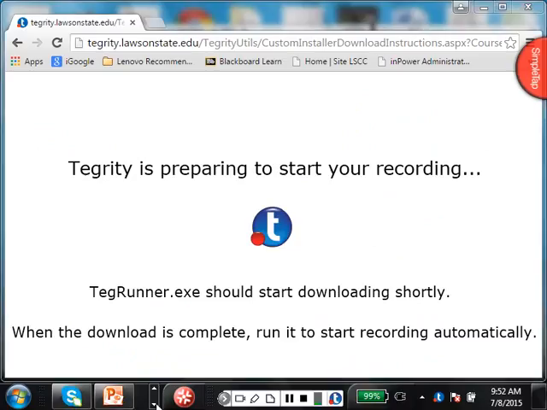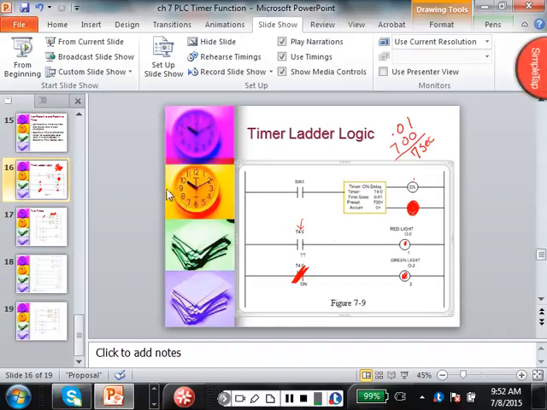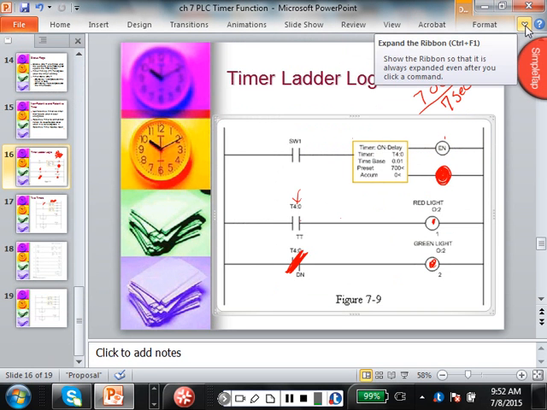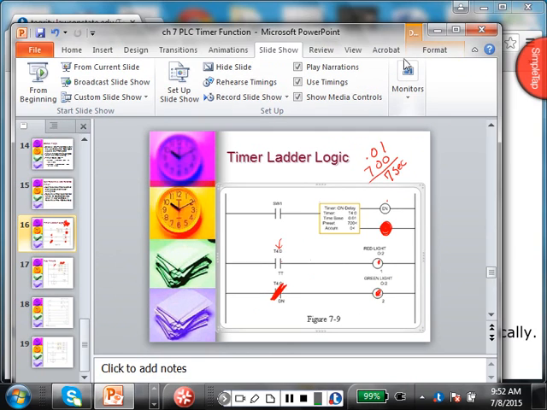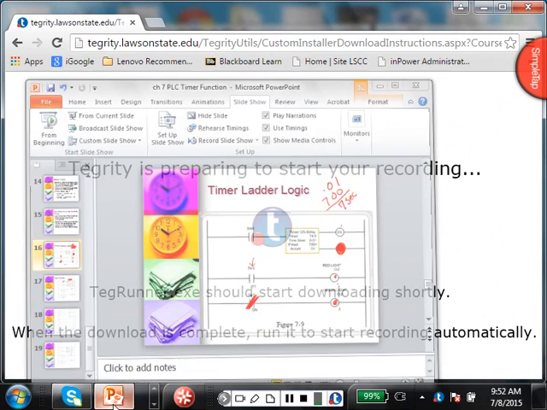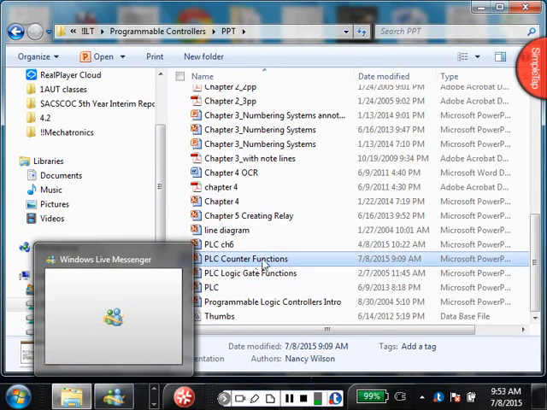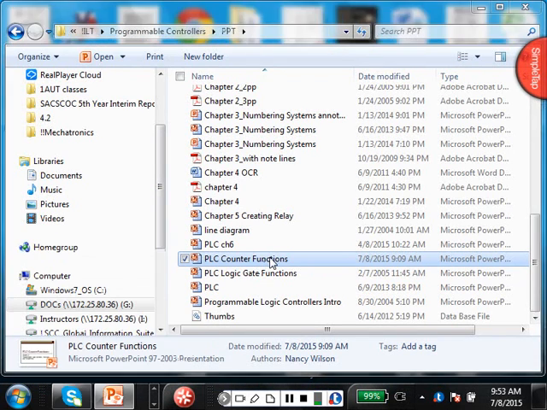What? That was just timers, not counters. I thought I had. Oh, well, I opened counters. I guess I closed it.